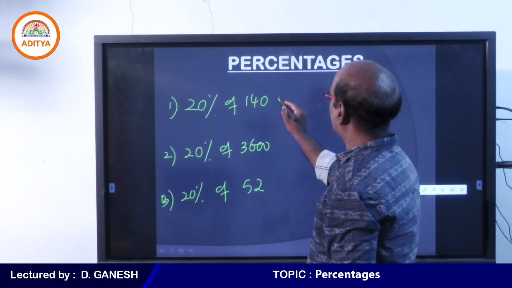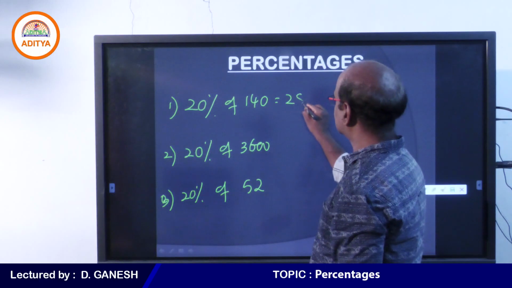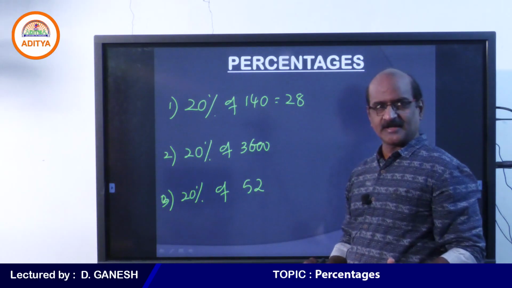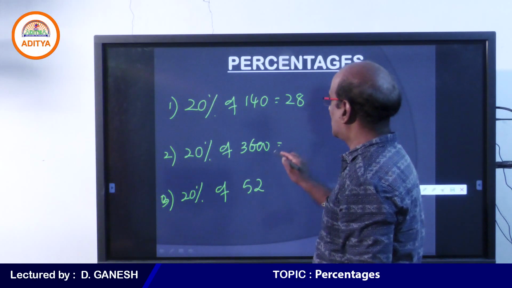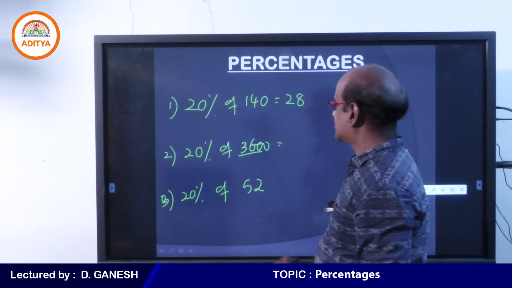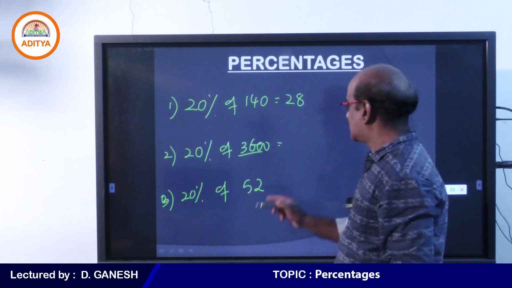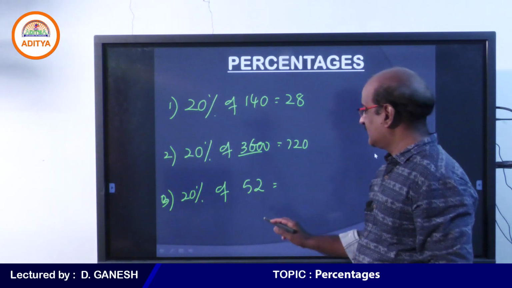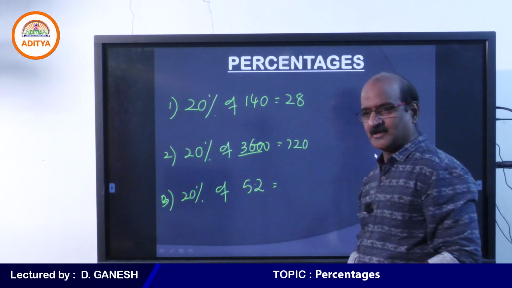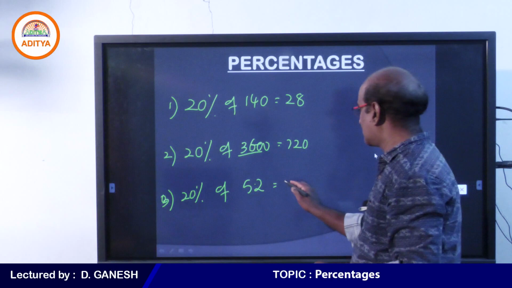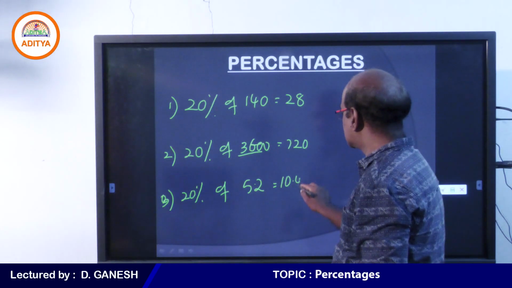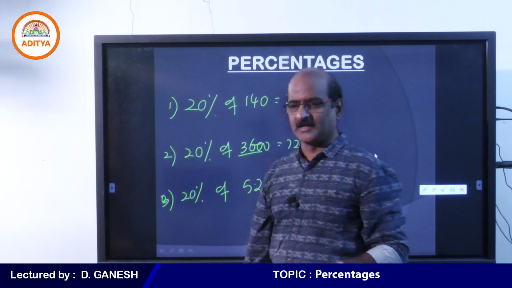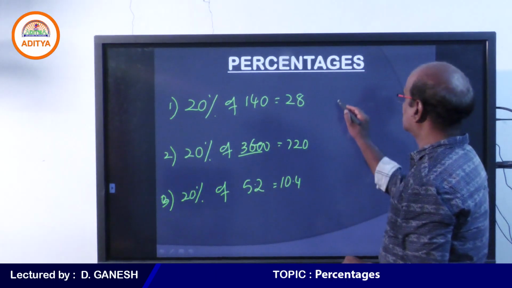So 20% of 140 is obviously 28, because every 10% is 14, therefore 20% is 28. That is not a very big issue. Now every 10% of 3600 is 360, so 20% is 720. Now every 10% of 52 is 5.2, so when 10% is 5.2, 20% is 10.4. I hope you are getting it right. Now we move on to some more questions.